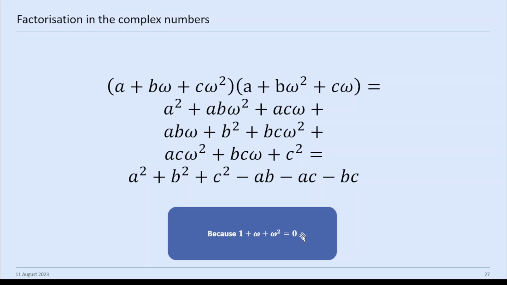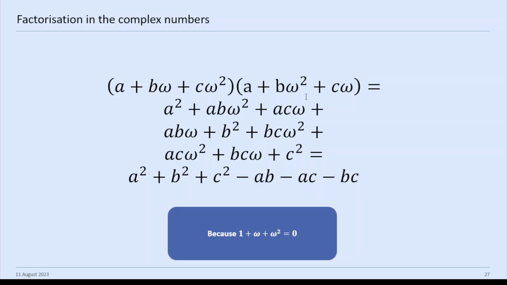because essentially that would be the x squared term in x cubed minus 1, which is 0. So the sum of the 3 cube roots of unity is 0, which means that AB omega squared plus AB omega is just going to be minus AB, which is there. Then AC omega plus AC omega squared is just going to be minus AC, which is there. Then BC omega squared plus BC omega is going to be minus BC, which is there.